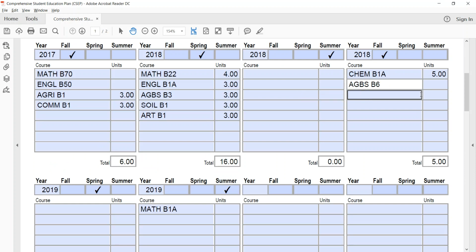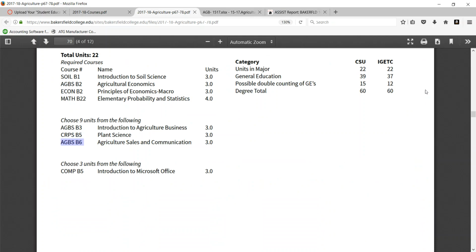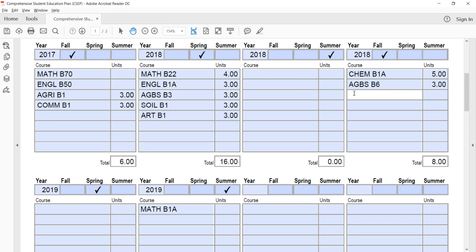B6. It's a 3-unit class, and maybe I'll take this computers class as well. We're actually going to be offering an agricultural computers class, so I'm going to go ahead and plug that in. That's actually Ag Business B5, and this is going to be available in spring of 2018. Mr. McCraw is going to be teaching that class.